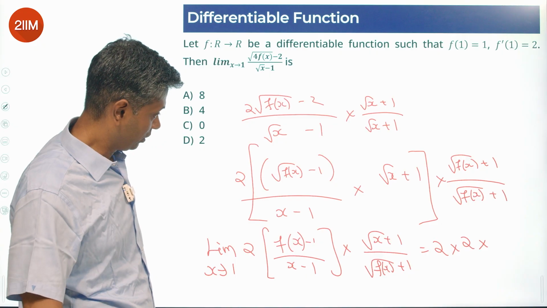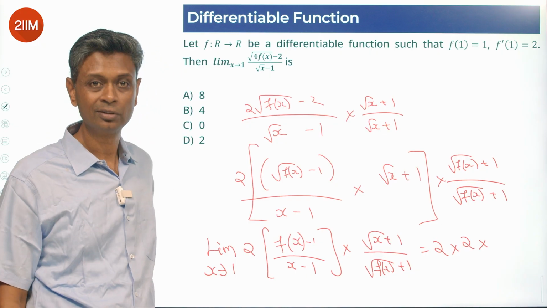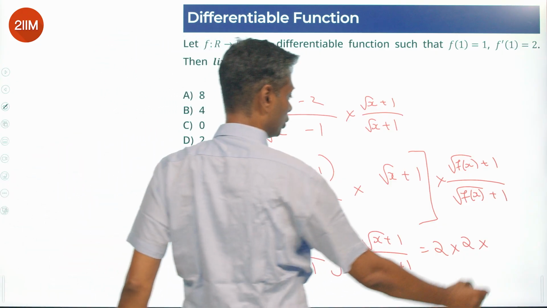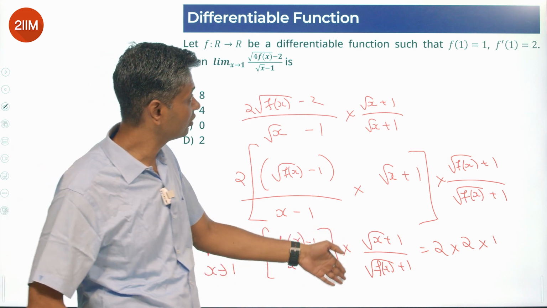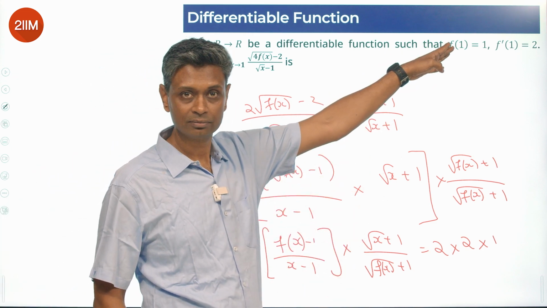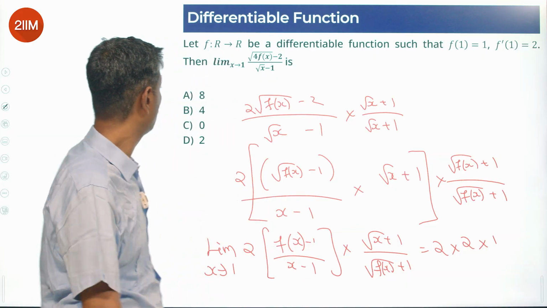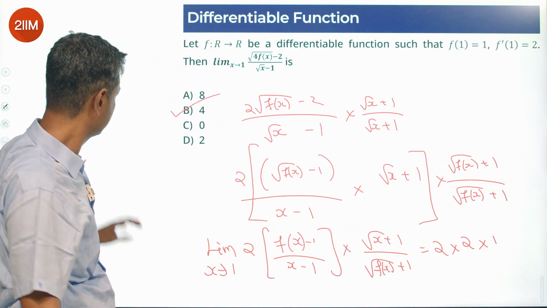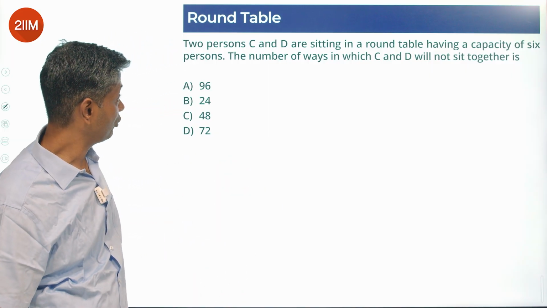Root x plus 1, 1 plus 1, 2. By root of f(x) plus 1, 1 plus 1, 2. 2 into 2, 1. These two are equal. f(x) is 1 at x equal to 1. So this is 2 by 2, which is 1. 2 into 2 into 1, 4. Done.